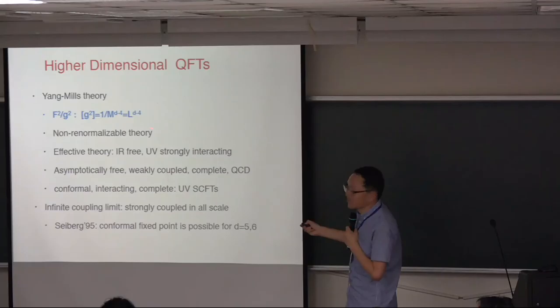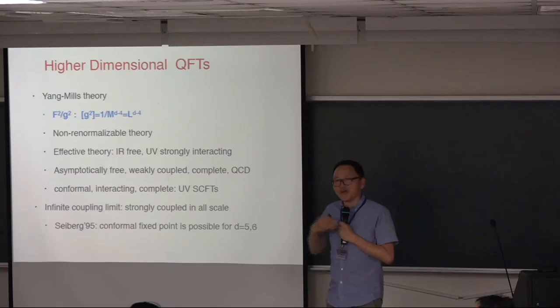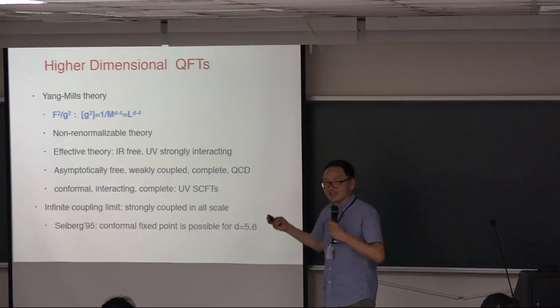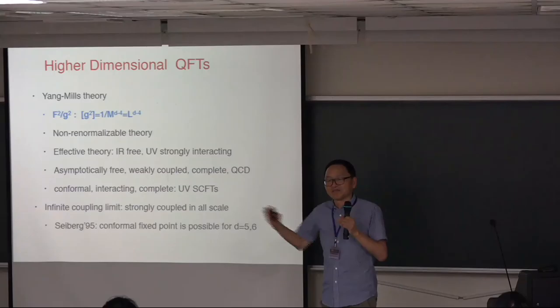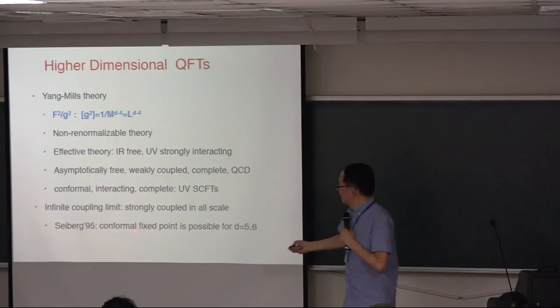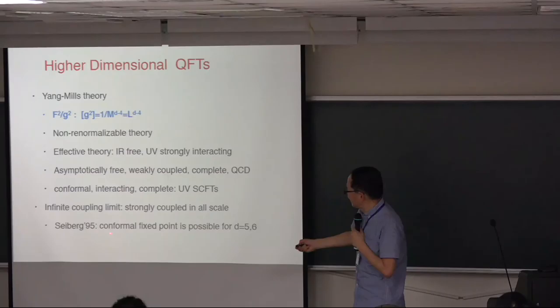One can think this is the end of the story, but it turns out one can go to the infinite coupling limit. Yang-Mills theory is strongly coupled at short distance and weakly coupled, free, at long distance. But if you go to the infinite coupling limit, then it's strongly coupled at all scales. Such a theory one can imagine. And Seiberg proposed in '96 that there is a conformal fixed point in D equal to 5 and 6.